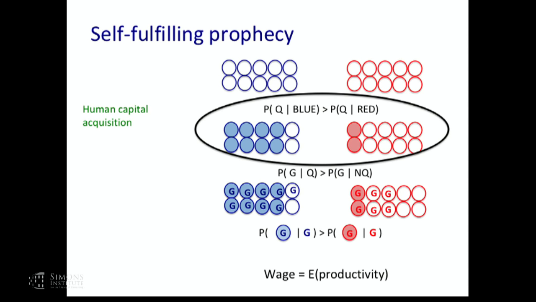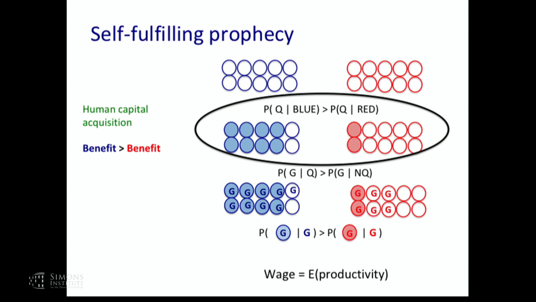If you look at a red individual who's qualified, the probability of him being hired is going to be lower compared with a blue individual who's qualified. Or in other words, the wage that this red individual is going to receive is going to be lower than the wage that a blue qualified individual is going to receive. And when individuals make decisions on human capital acquisition, they do a cost-benefit analysis. The benefit for a blue individual is going to be higher than the benefit for a red individual to invest in human capital and become qualified. Okay? So already in favor of the blue group.